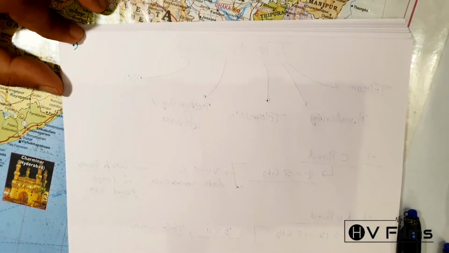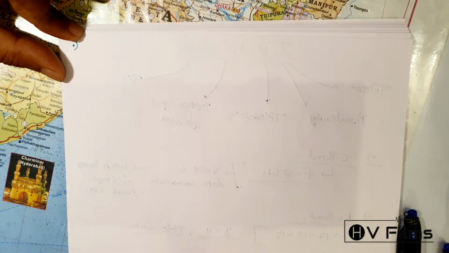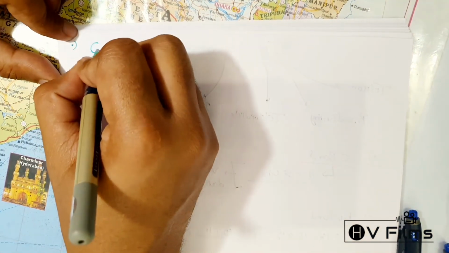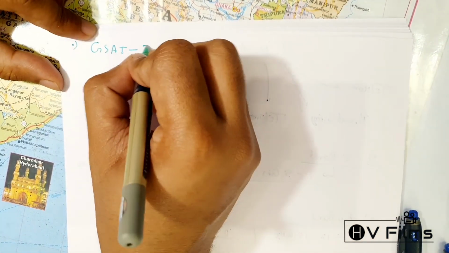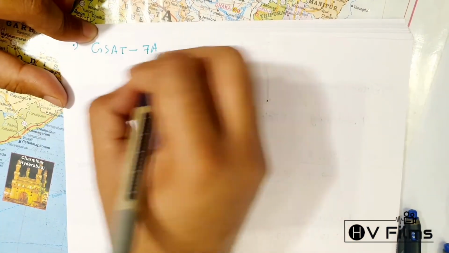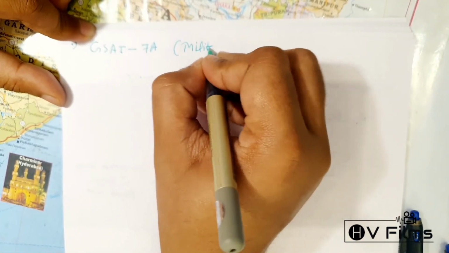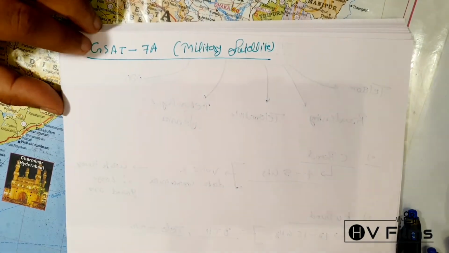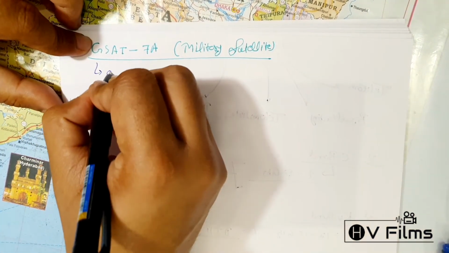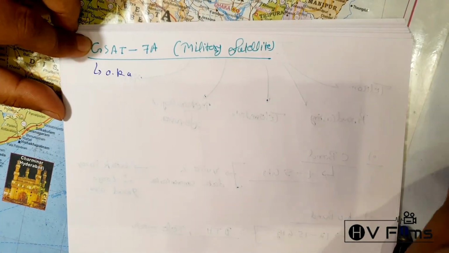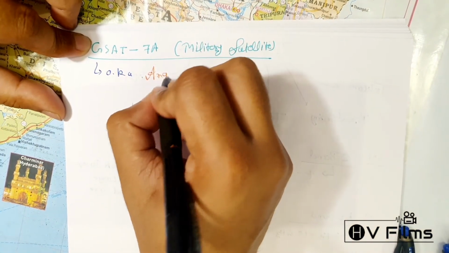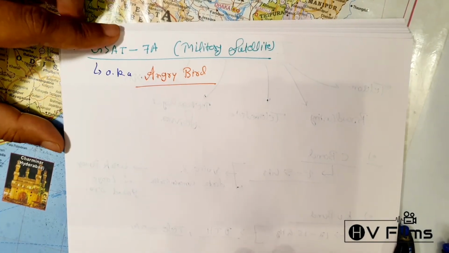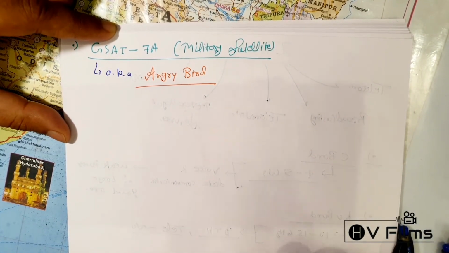Similarly, recently we also have a GSAT 31. It is a high powered satellite communication, same as the previous one. But the important one is the GSAT 7A, which is basically a military satellite. This was pretty much in the news recently. It is also called the Angry Bird. So it is a military communication satellite dedicated to the Indian Air Force.